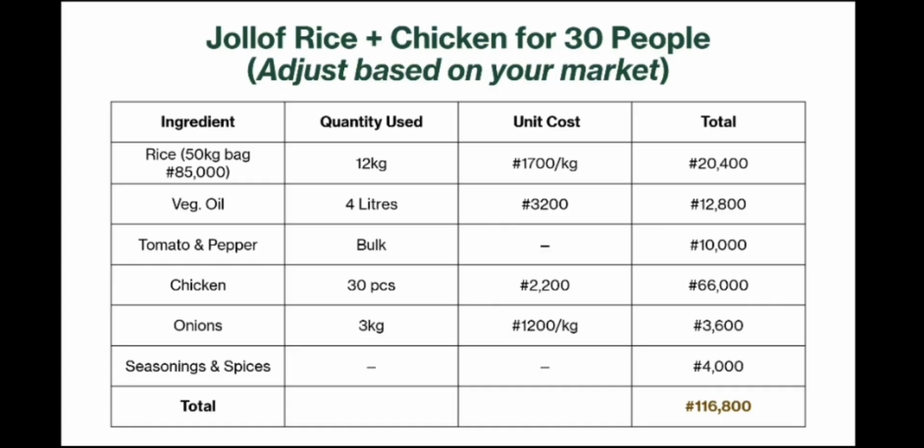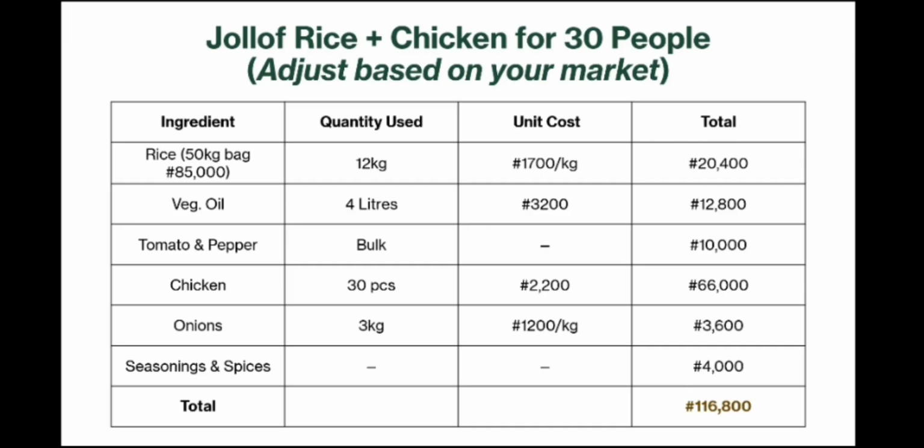Let us look at this example, jollof rice and chicken for 30 people. Please take note that the prices you see on this table are all estimates, so please adjust based on your market. On this table, we have 4 columns, and each of these columns has its own heading. Column 1 is for ingredients, column 2, quantity used, column 3, unit cost, column 4 for the total cost.